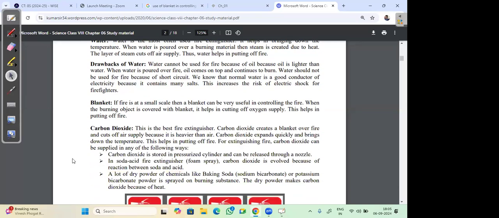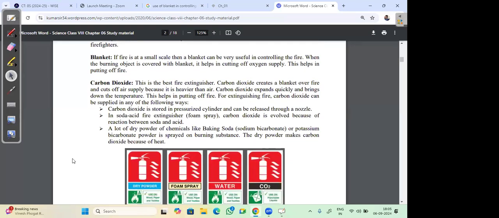Then carbon dioxide. This is the best fire extinguisher, as you can use it everywhere. It can be used even for controlling oil fires. It can be used for controlling electric fires also, and other fires too.